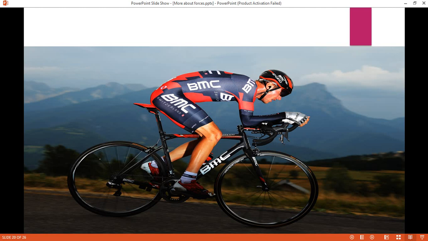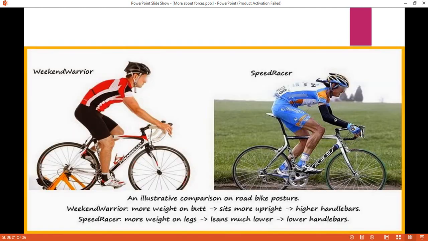Try out for yourself by first cycling with your back upright, like this. Your back upright. Then cycling with your back bending forward, like this. What do you observe? When you're bending forward, you will move faster.